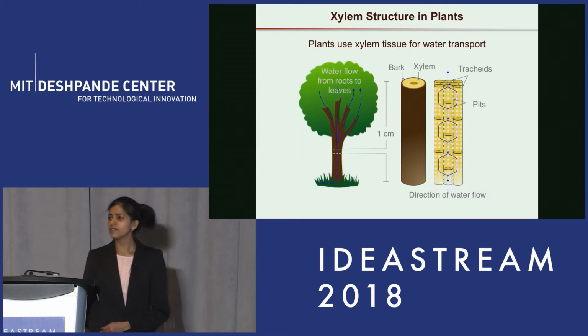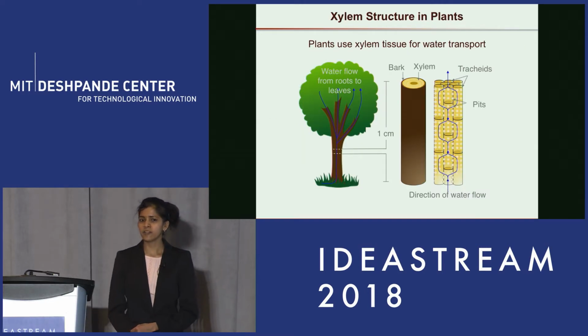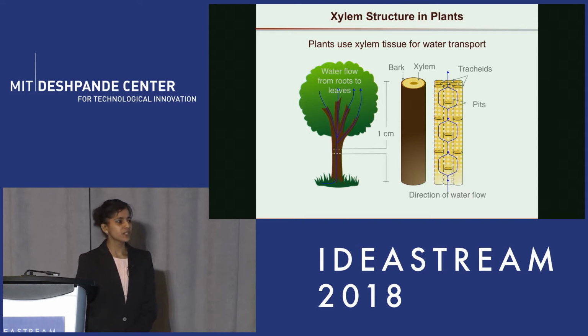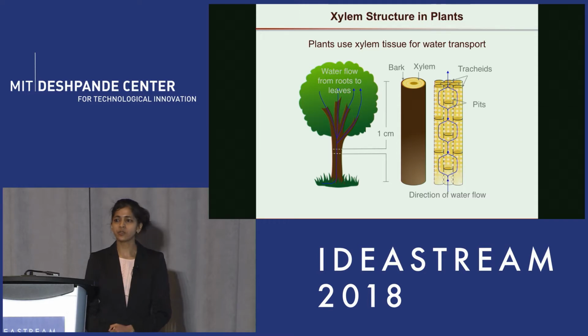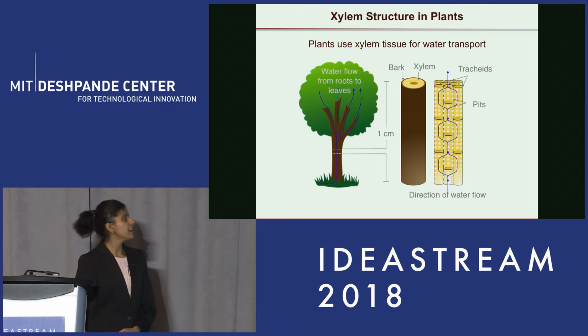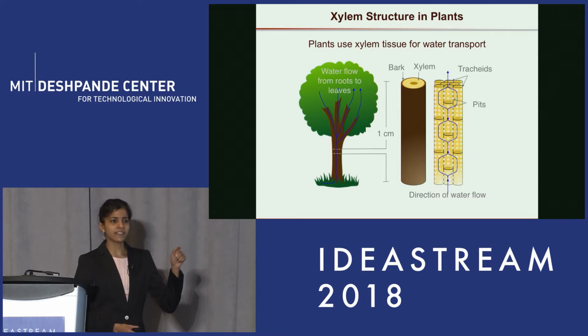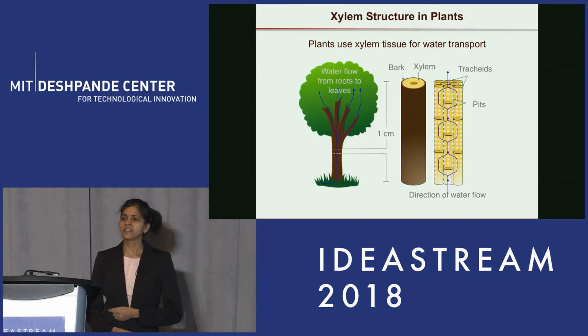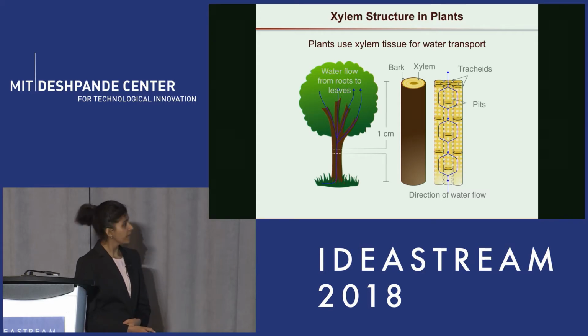So if we look towards nature for inspiration, then we find that there is a potential solution that exists in the form of xylem. So xylem is the tissue that's responsible for transporting water and nutrients in plants. And structurally, it consists of these tubes that have sealed ends, but have perforations along the walls. And these perforations act as pathways for the water to travel from the root to the leaves.